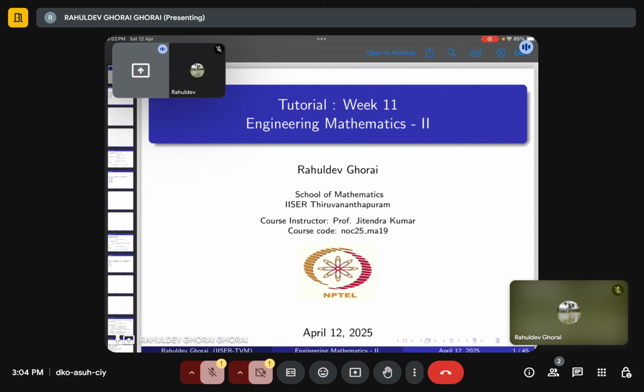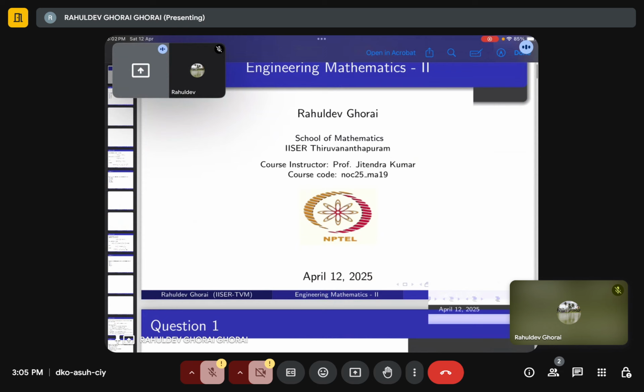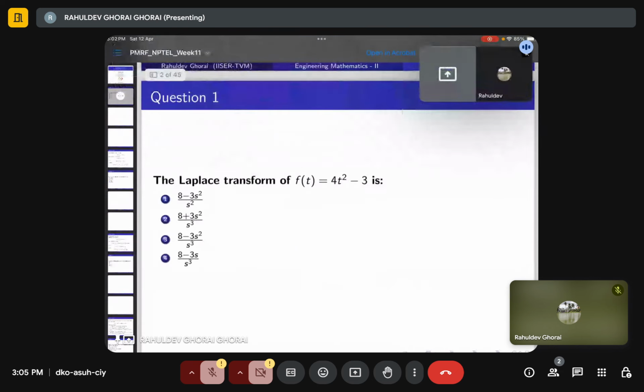We'll start today's tutorial where we will be solving problems from week 11. So without delaying, we start with the first question, which is asking you to find the Laplace transformation of the function f(t) equal to 4t square minus 3.